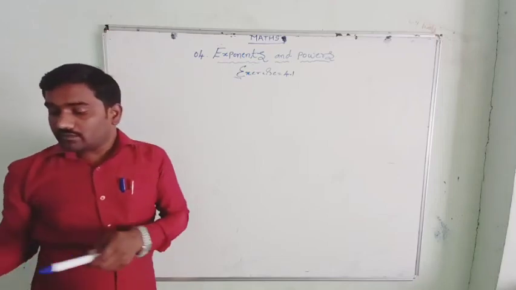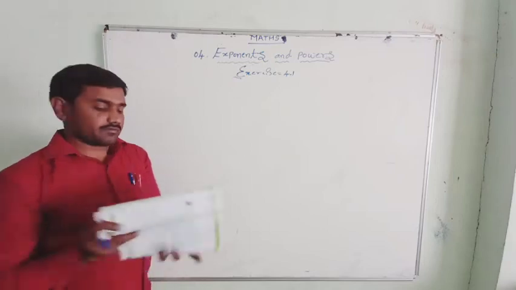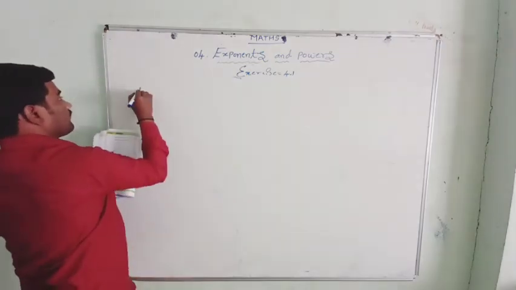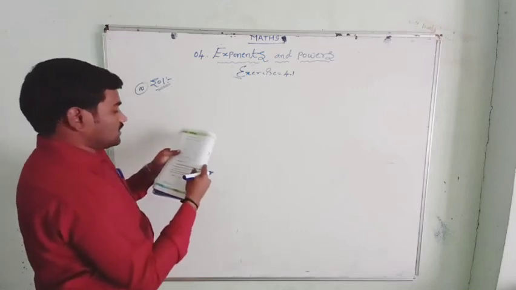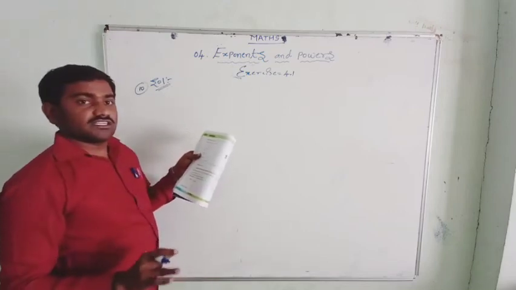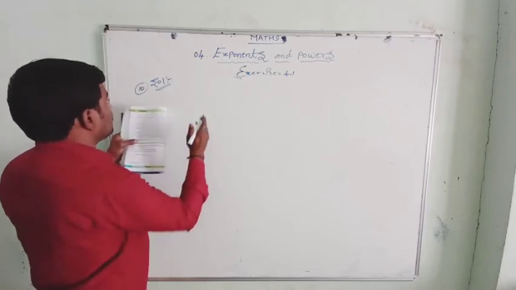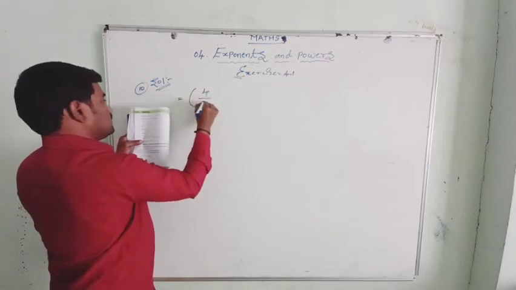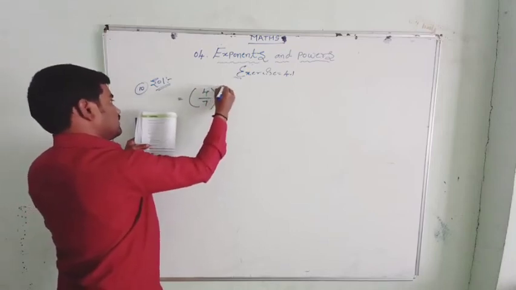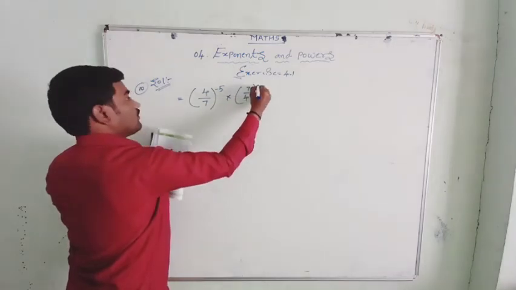Yes. Then question number 10 and the last question of this exercise. Simplify and give the reason. Here 4 by 7 whole to the power of minus 5 into 7 by 4 whole to the power of minus 7.